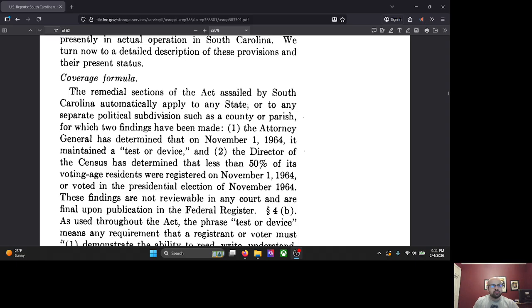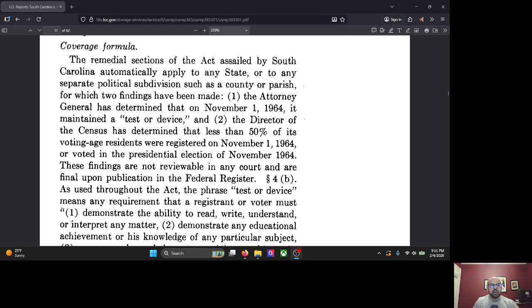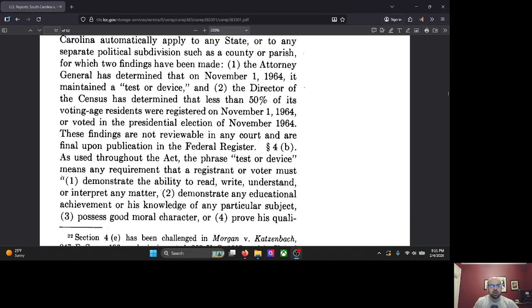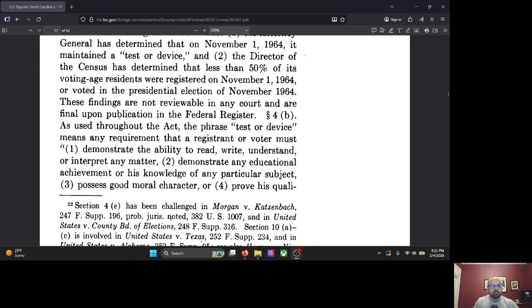The coverage formula. The remedial sections of the Act assailed by South Carolina automatically apply to any state or to any separate political subdivision, such as a county or parish, for which two findings have been made. 1, the Attorney General has determined that on November 1st, 1964, it maintained a test or device, and 2, the Director of the Census has determined that less than 50% of its voting age residents were registered on November 1st, 1964, or voted in the presidential election of November 1964. These findings are not reviewable in any court and are final upon publication in the Federal Register.